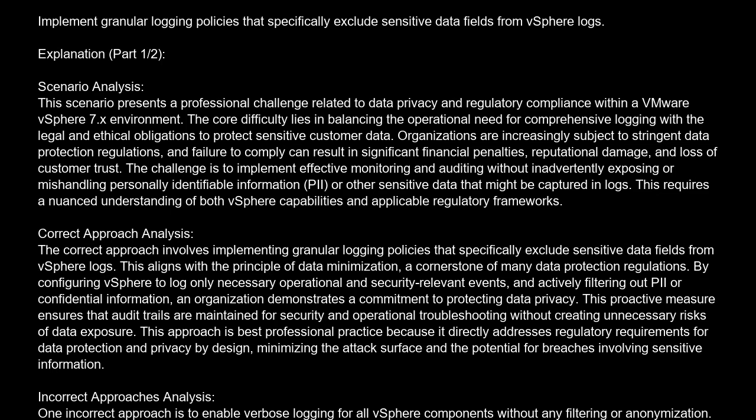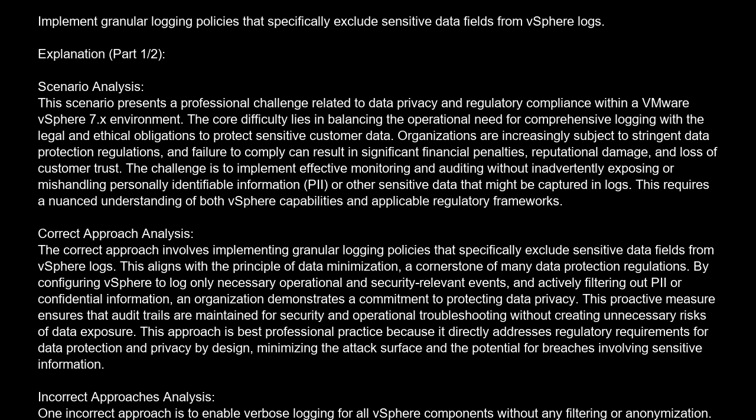The correct answer is B. Implement granular logging policies that specifically exclude sensitive data fields from vSphere logs. Explanation. Scenario analysis. This scenario presents a professional challenge related to data privacy and regulatory compliance within a VMware vSphere 7.x environment. The core difficulty lies in balancing the operational need for comprehensive logging with the legal and ethical obligations to protect sensitive customer data.